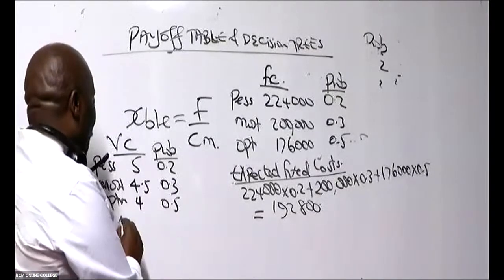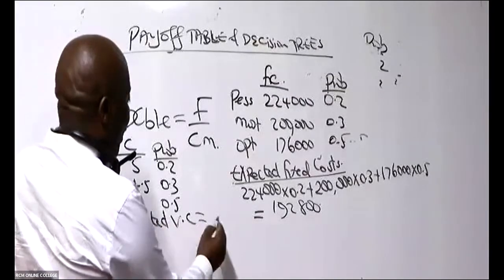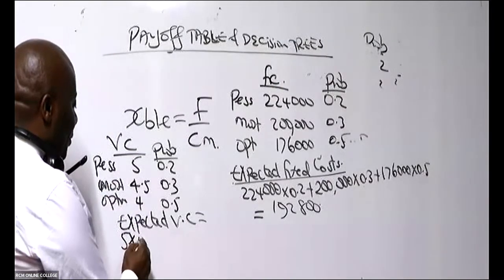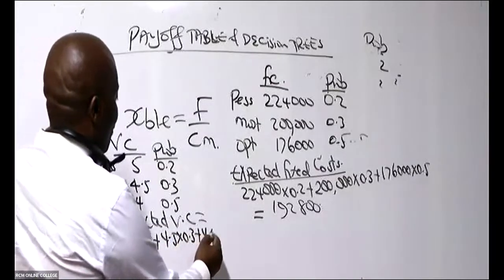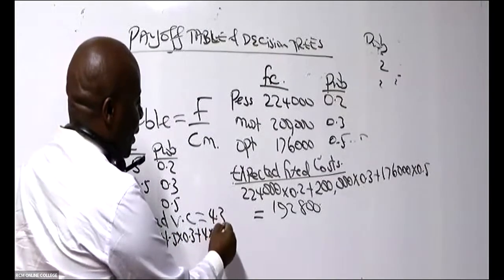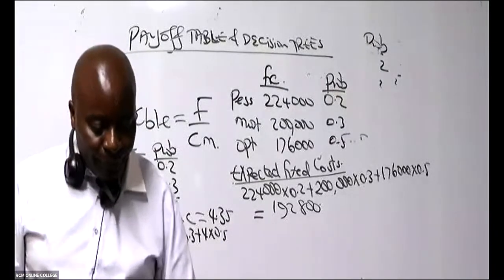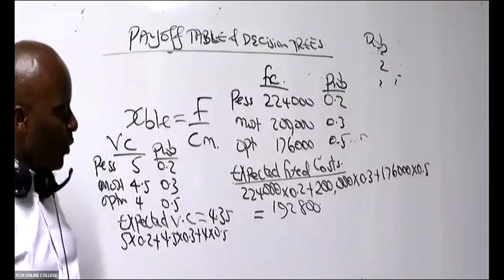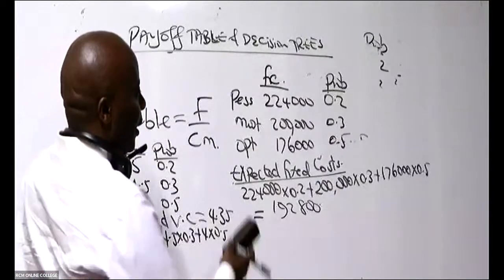So please give me the expected variable cost. It will be 5 times 0.2 plus times 0.3, which gives me 4 point. The online guys are telling me it's 4.35. The online ninjas, they're getting 4.35. Then now I can answer this question very comfortably.